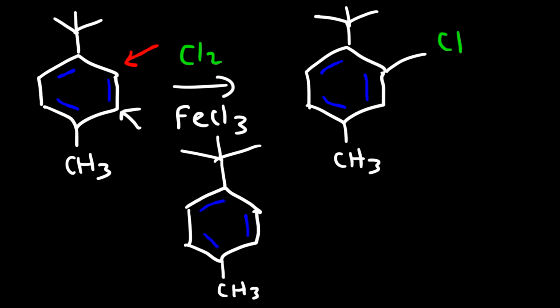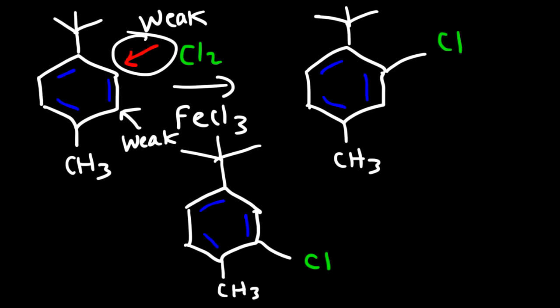So when analyzing a reaction like this, you need to consider two things: directing effects and steric effects. Looking at directing effects, both the tert-butyl group and the methyl group are weakly activating, and so one doesn't favor the other in terms of directing effects. However, in terms of steric effects, this position is less accessible because of this bulky tert-butyl group. So it's hard for the electrophile to approach that position.